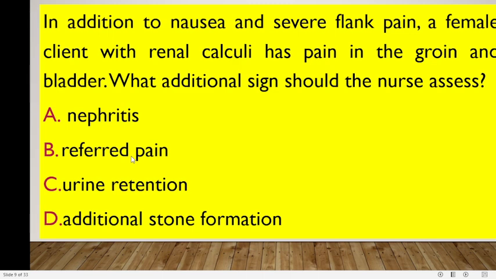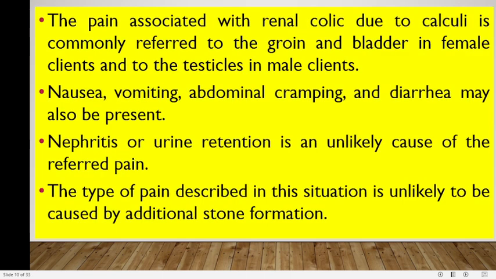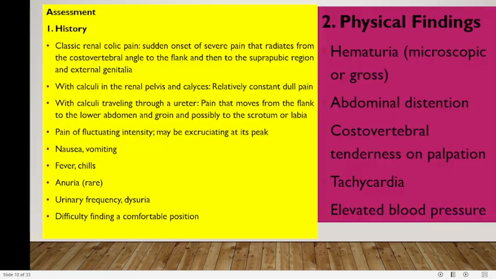referred pain. Very good. The pain associated with renal colic due to calculi is commonly referred to the groin and the bladder in female clients and to the testicles in male clients. Nausea, vomiting, abdominal cramping and diarrhea may be present. Nephritis or urine retention is unlikely because of the referred pain. The type of pain described in these situations is unlikely to be caused by additional stone formation. That makes our answer referred pain.